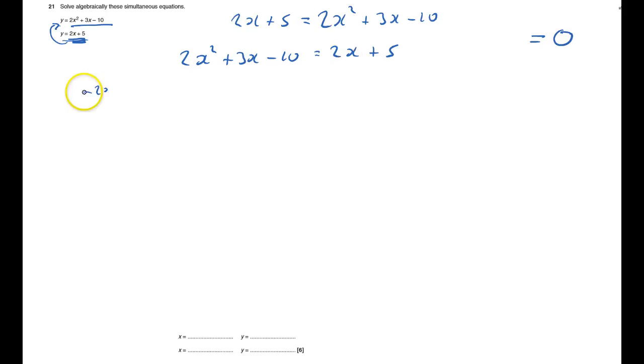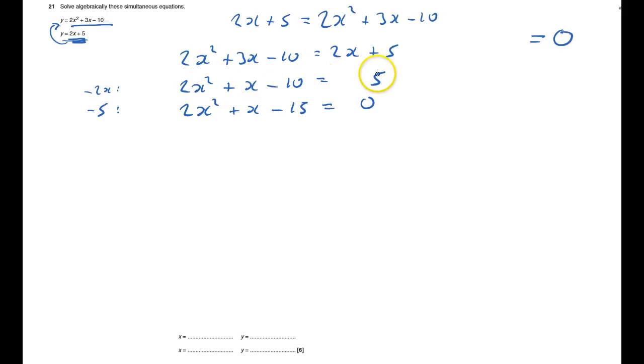That will give me 2x squared plus just the 1x, take away 10 equals 5, and then I've got to take away 5 from both sides, which gives me 2x squared plus x minus 15 equals 0. And now it's a non-calculator paper, so I hope it's going to factorise.